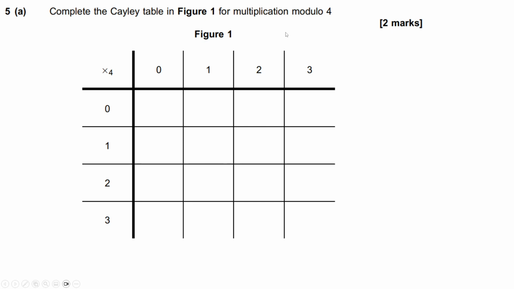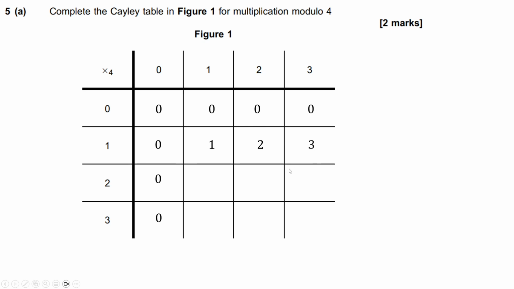Here we've got modular arithmetic, and we've got a Cayley table, mod 4. 0 times 0 is going to be 0, 1, 2, and 3 because these are all, oh no, sorry, just 0, 0, 0, 0, obviously, because anything times 0 is 0. It's similar here for the same reason, so just fill that in. And then this is just going to be 1, 2, 3.